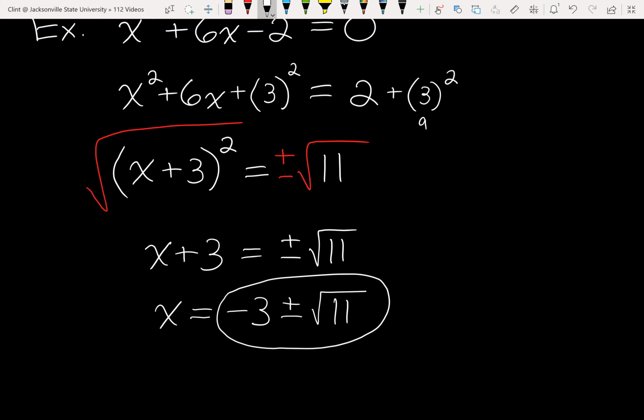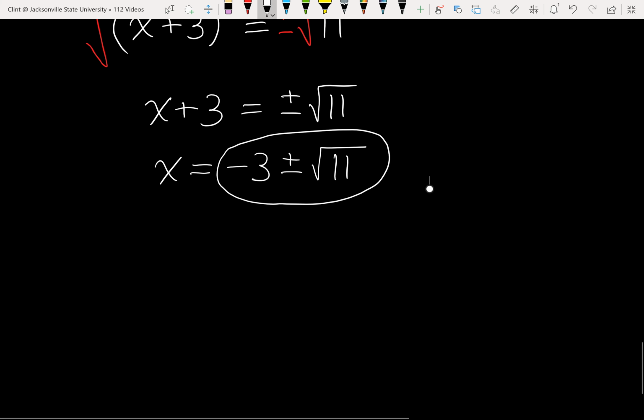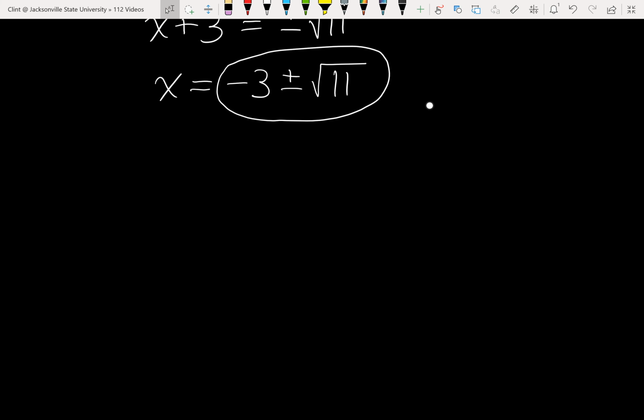So we have ugly, kind of irrational solutions here, but they're easy to get to. Let's do one more. So far our b over 2 has been a nice whole number. That's not always the case. x squared minus 5x plus 1 equals 0.